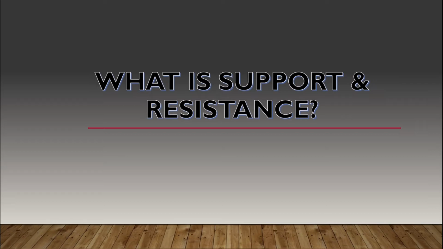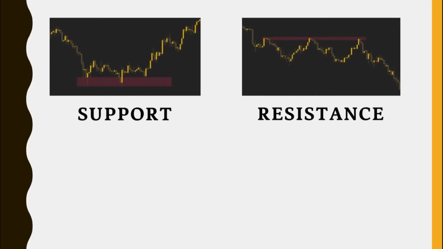Now, in order for us to spot the area of support and resistance, we have to understand what these two terms are. Support and resistance are the levels wherein the price is unable to break through. It's like some sort of a barrier that is hard for the price of a coin or asset to break or pass through. Now, the support level can be identified as a zone of demand.